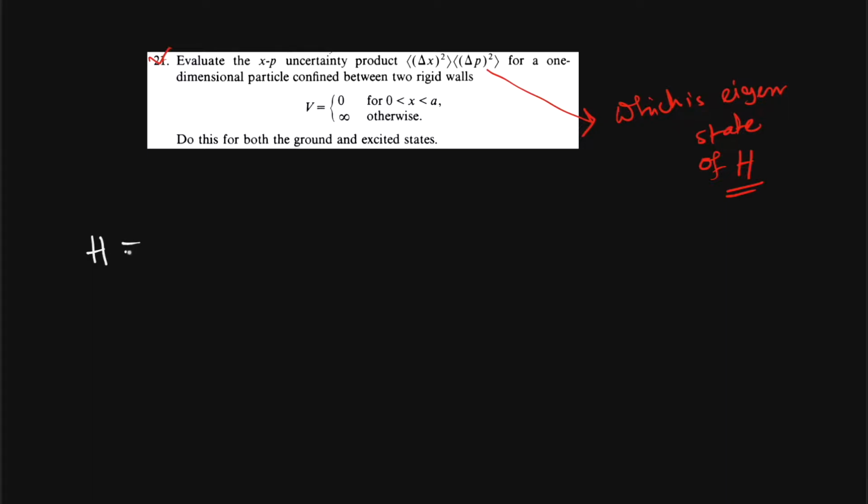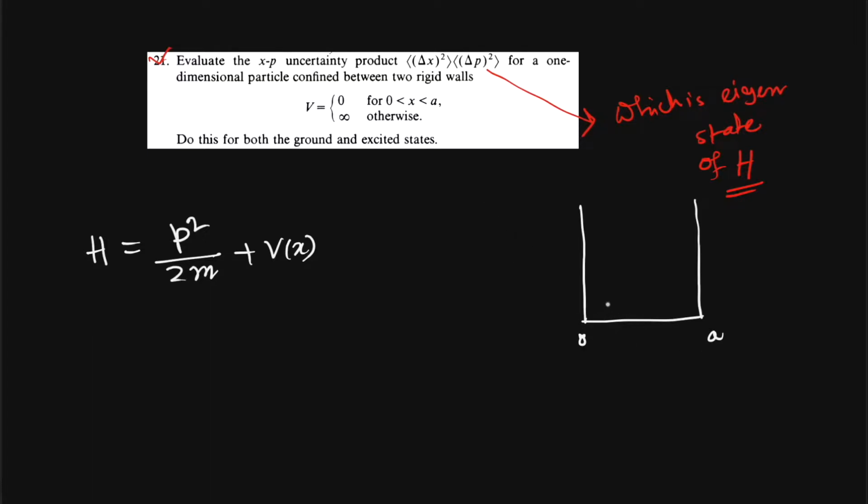The Hamiltonian operator is H equal to p² by 2m, where m is the mass of the particle, plus V(x), and the potential is like this: between 0 to a it is 0, and outside the box it is infinity. That means H inside the box is equal to p² by 2m, for 0 less than x less than a.